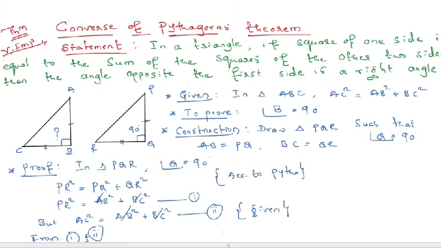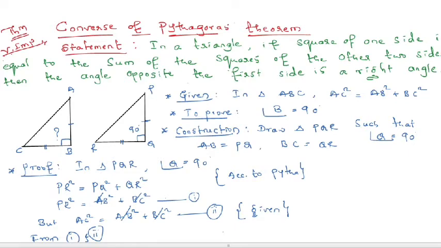So, observe the diagram here. What is given in triangle ABC? AC square is equal to AB square plus BC square. It is according to Pythagoras theorem. What are we going to prove here? Angle B is equal to 90 degrees in the first figure. Construction: draw triangle PQR such that AB is equal to PQ, BC is equal to QR and angle Q is equal to 90 degrees. In this way, we construct another triangle PQR.